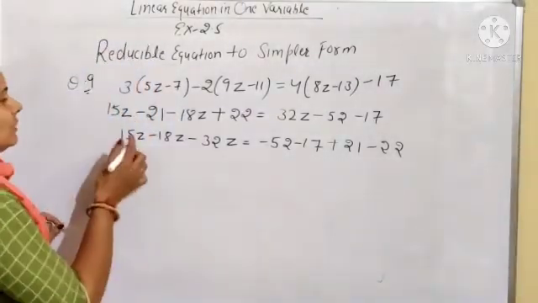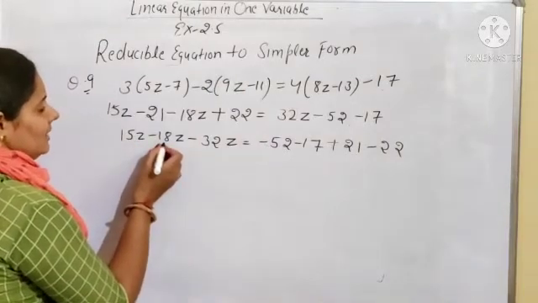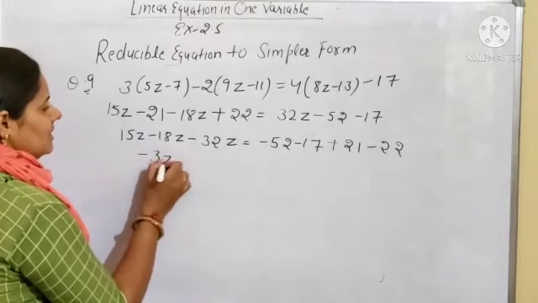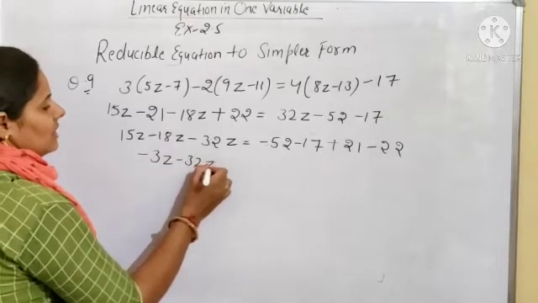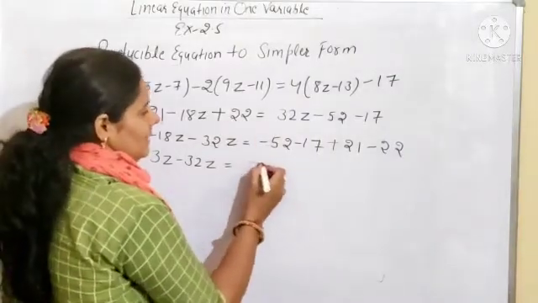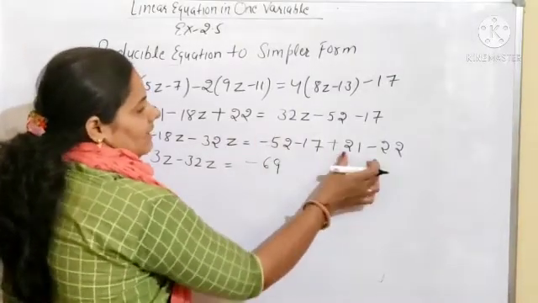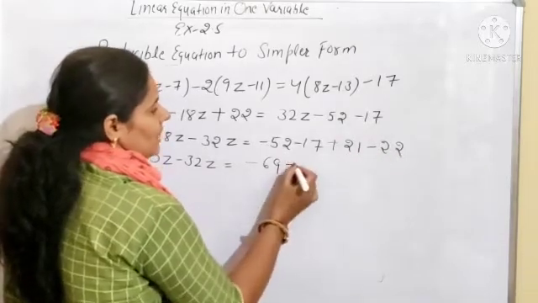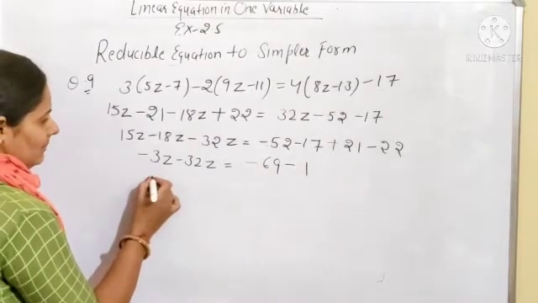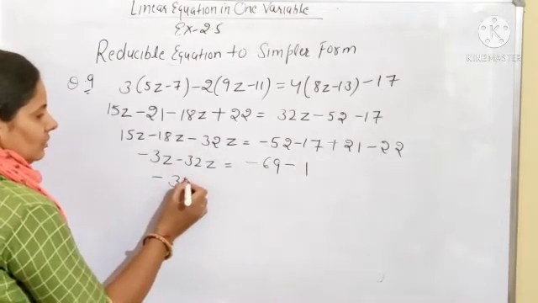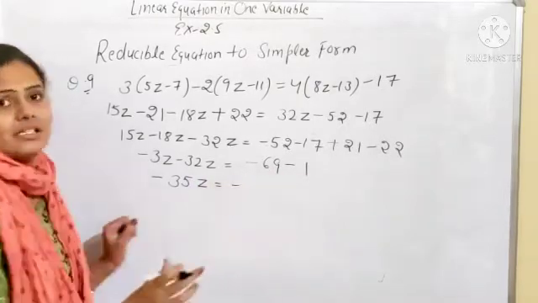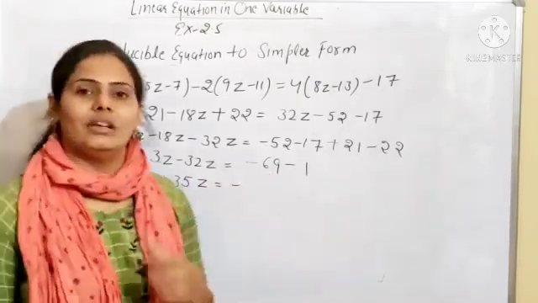Now equate them. So 15 minus 18. What will you get here? Minus 3z and minus 32z is equal to, equate them also. So it will be minus minus plus. So minus 9 and 6, and here plus 21 minus 22, so minus 1. Clear? Now beta, equate them. It will be minus 32 minus 3, so minus 35z is equal to minus 69 minus 1. So minus minus plus. So 69 plus 1 you will get 70.